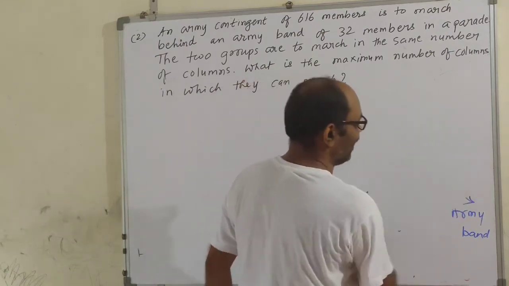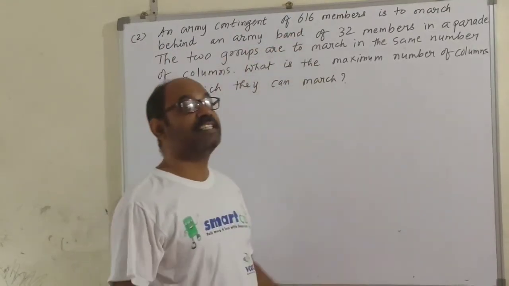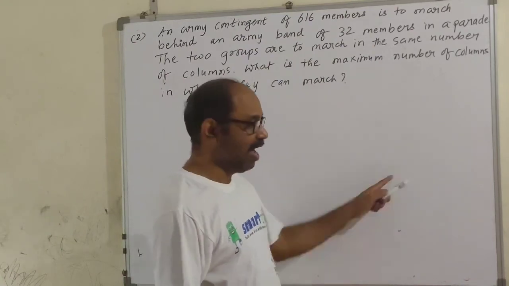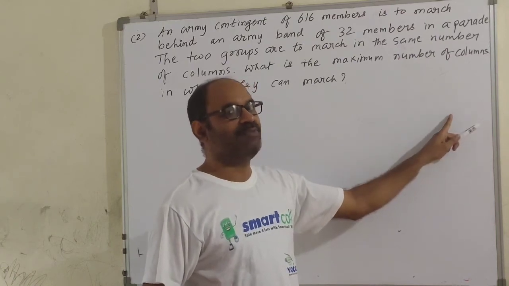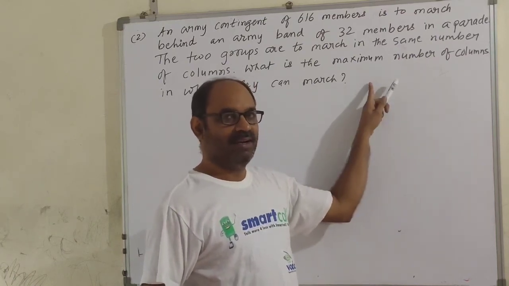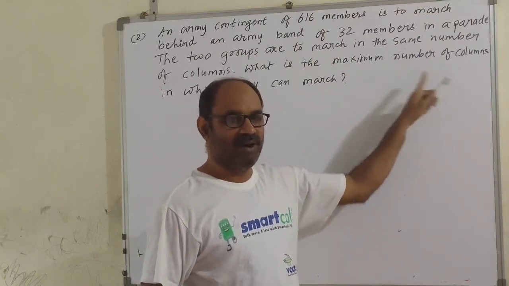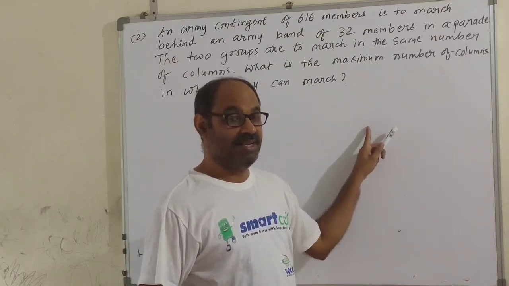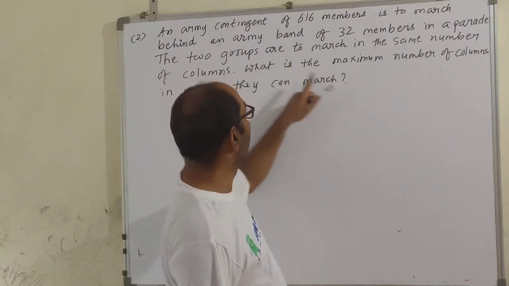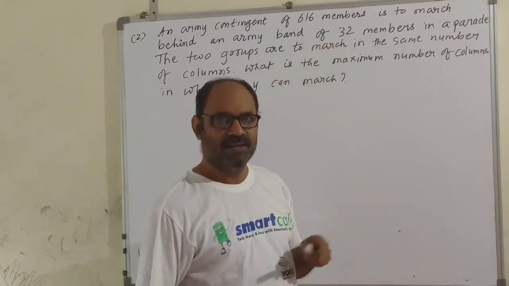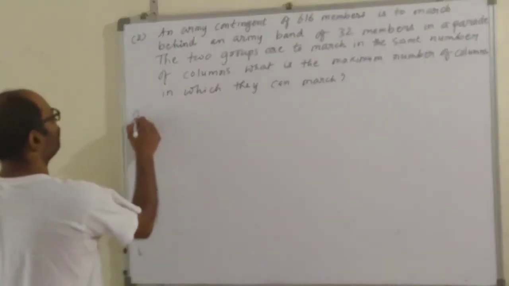Once again, I'll read the question. An army contingent of 616 members. Kaju burfis were 420 in number. Badam burfis were 130 in number. Red marbles were 8 in number. Blue marbles were 12 in number. We found it here. Here, army contingent, they are 616 in number, and army band, they are just 32 in number. So let's find out the maximum number of columns. Solution.